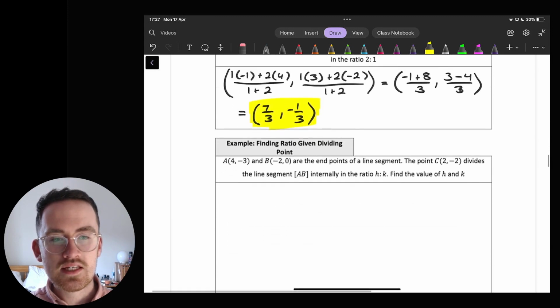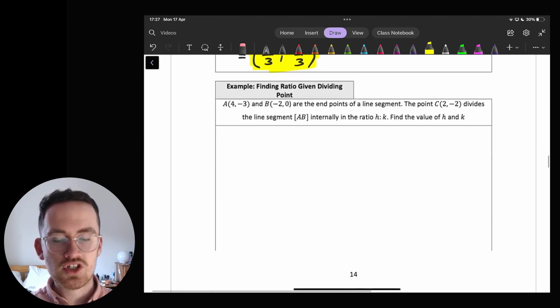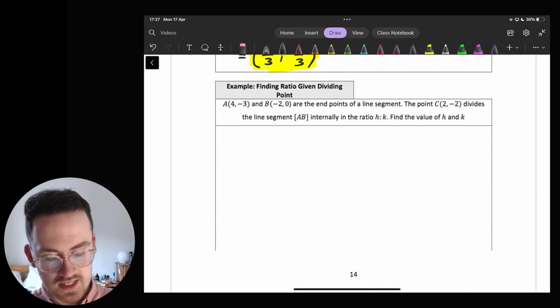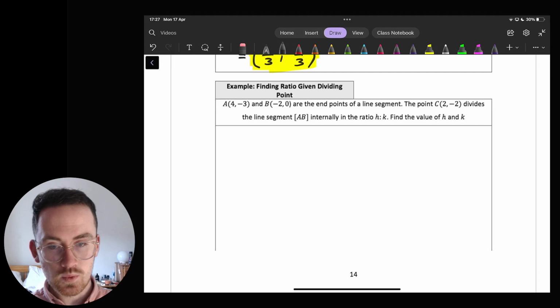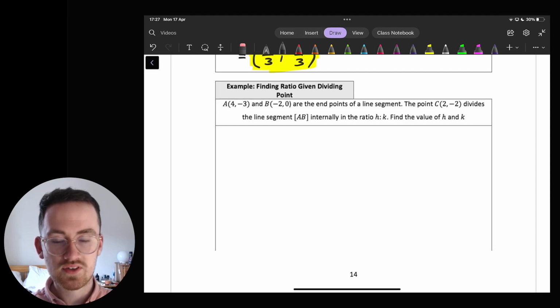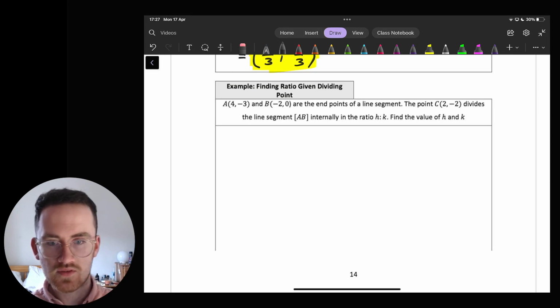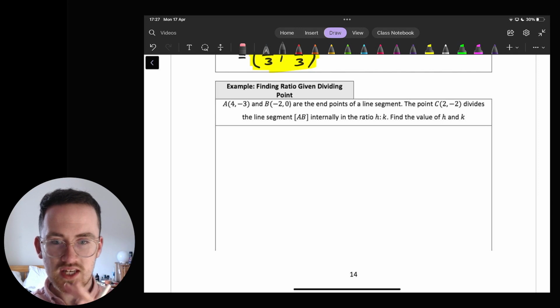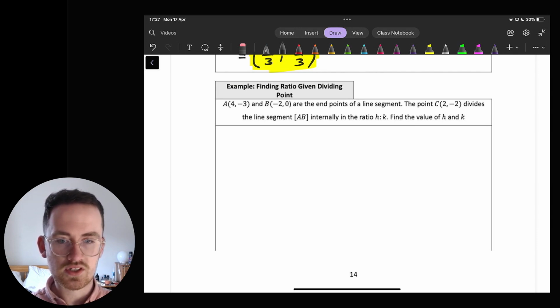Okay, so looking at the next point, we're looking to find the ratio given the dividing point. Let's have a look at this one. Again, we're given the two points, we're given the dividing point, and we want to figure out what this ratio is. So what we're probably going to end up with is h is equal to a certain number of k, and from that we'll be able to ascertain the ratio of h to k. And that's what we use as our answer. There's also a second way of doing this, which we might look at when we've looked at translating the points. We'll maybe come back to this example again.